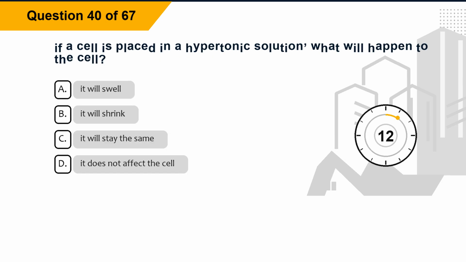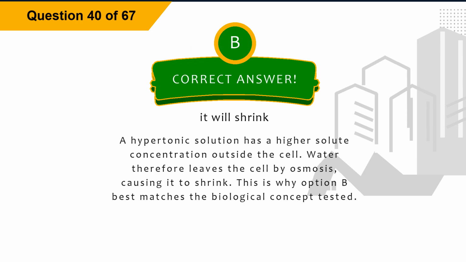Question 40. If a cell is placed in a hypertonic solution, what will happen to the cell? Option A, it will swell. Option B, it will shrink. Option C, it will stay the same. Option D, it does not affect the cell. The correct answer is option B, it will shrink.